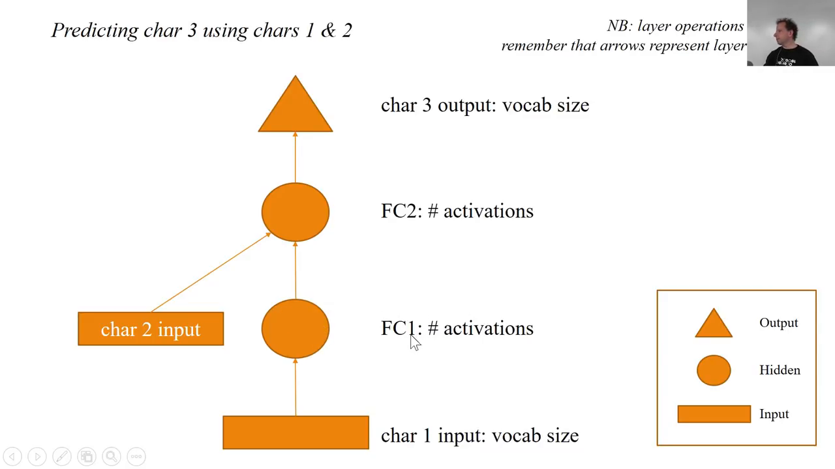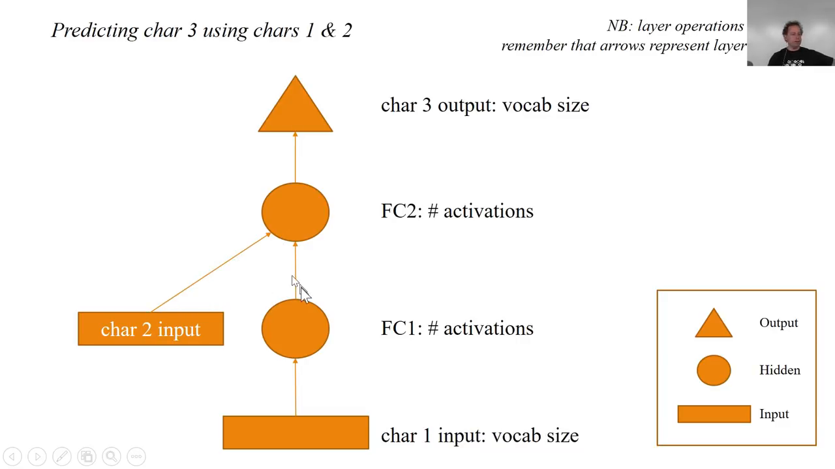Okay, so we put that through a fully connected layer to get some activations. We can then put that through another fully connected layer, and now we're going to bring in the input of character 2, right? So the character 2 input will be exactly the same dimensionality as the character 1 input. And we now need to somehow combine these two arrows together.